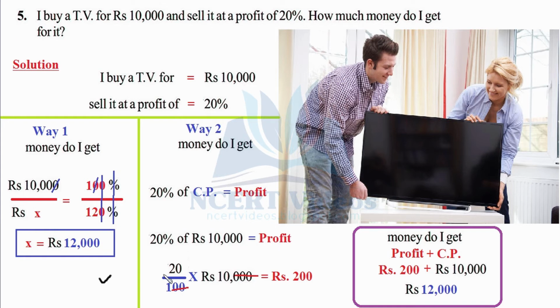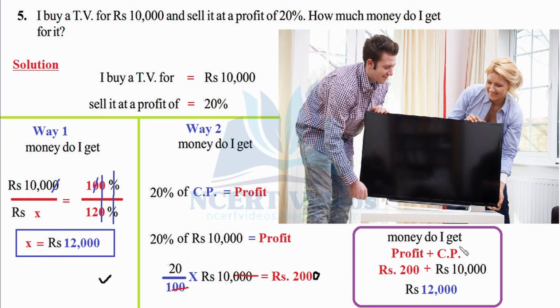Now 20% of rupees 10,000. Of means multiplication. Now here two zeros are cancelled. This is not cancelled, this is 0 only. There is a typo. Then you can multiply it. 20, how many zeros? Two zeros here. So it will be your 2000. Therefore, the profit is rupees 2000.